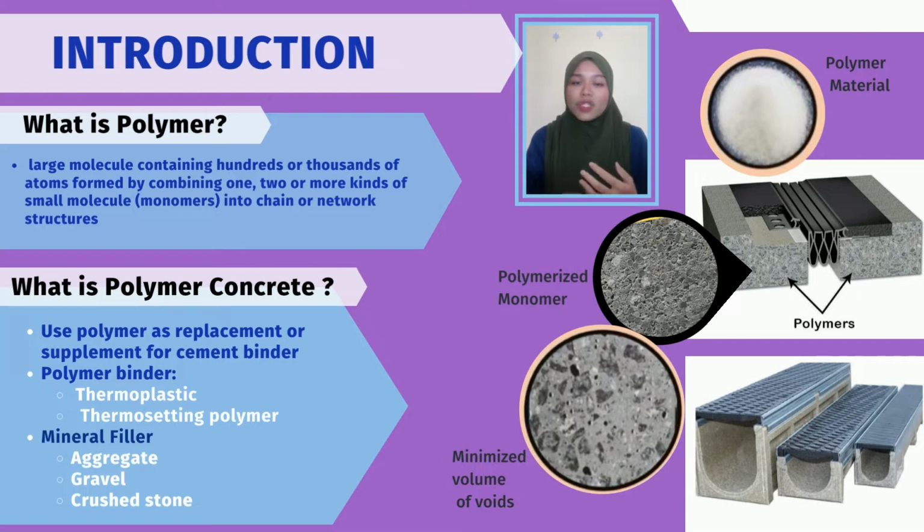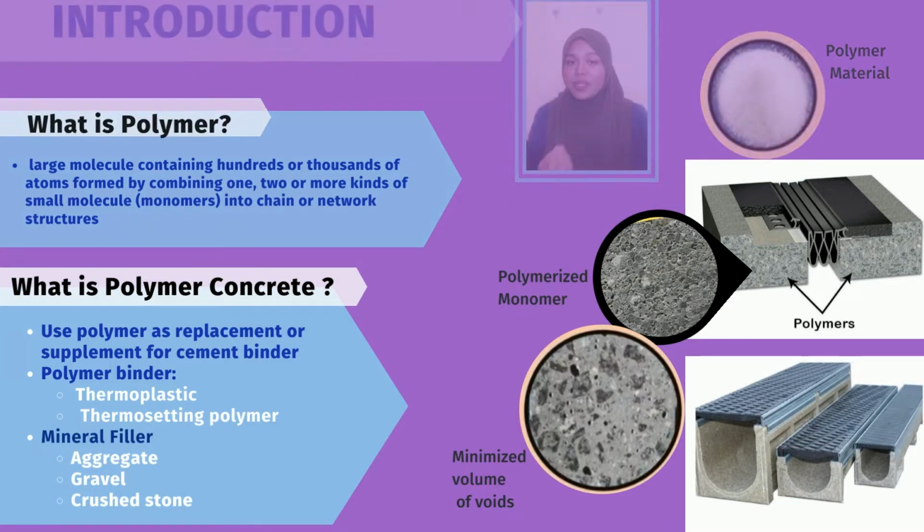The polymer binder, which may be a thermoplastic but more frequently is a thermosetting polymer, is combined with mineral filler like aggregates, crushed stone and gravel. The addition of polymer in concrete results in polymerization of the monomer and aggregate mixture. The polymerized monomer acts as a binder for the aggregate, resulting in a composite concrete. The main technique in producing polymer concrete is to minimize the volume of voids between the aggregates.